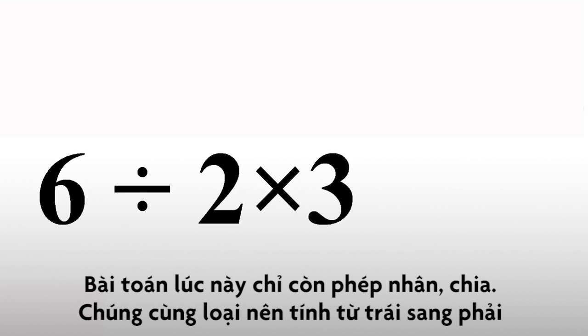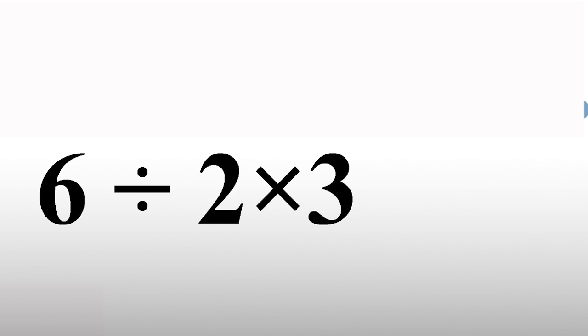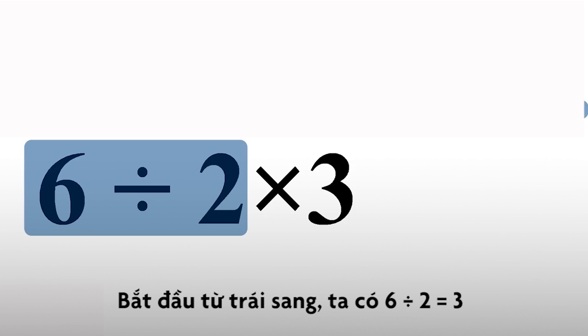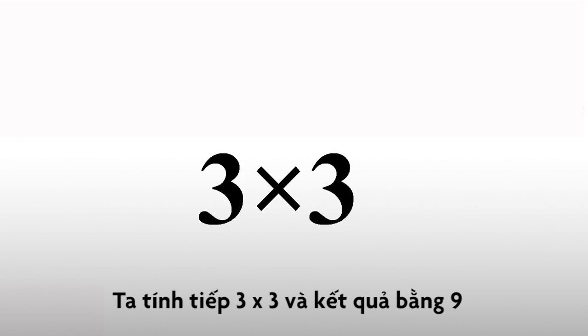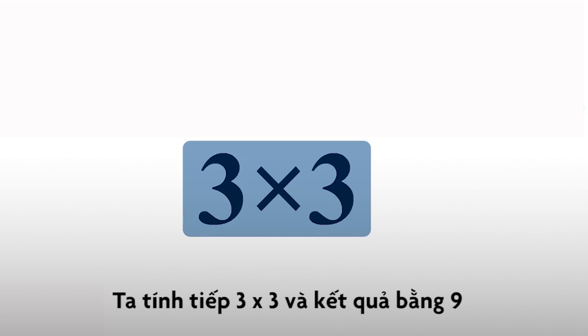This expression only contains multiplication and division. These are operators of equal precedence, so we'll evaluate them from left to right. Starting on the left, we have 6 divided by 2. 6 divided by 2 is equal to 3. We then have 3 multiplied by 3, one final multiplication, and that gets us to the correct answer of 9.